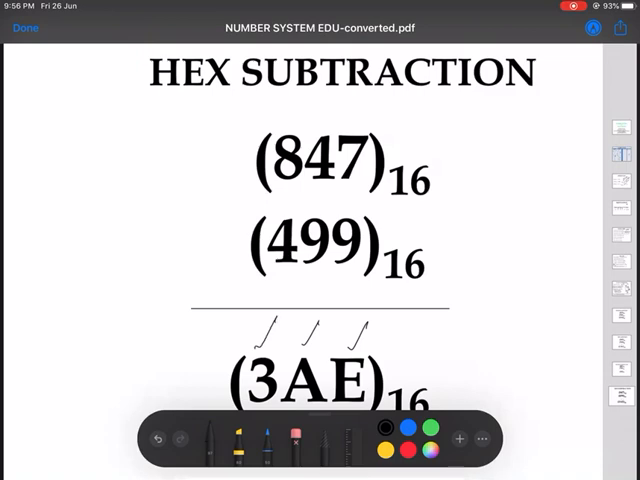The important thing to remember is whenever you take a borrow, you have to take 16. There is no need to tell that after F, 10 comes. This is 15, this is 16. Though it looks like we are taking 10, actually it is nothing but 16.